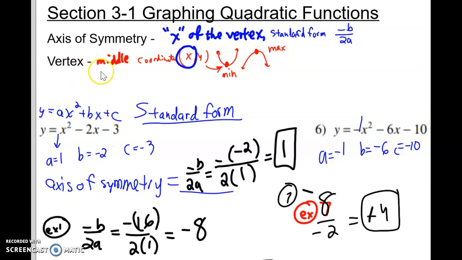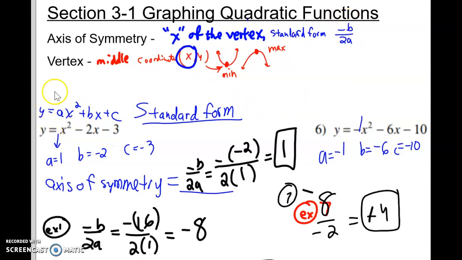Vertex. What is the vertex? It's actually the middle coordinate. It's the very bottom here or the very top. We call them a max and a min when we graph the parabola. Quadratic functions are graphed as parabolas, kind of like linear functions are graphed as lines. And if you notice, I circled in blue because the definition of axis of symmetry is the x of the vertex. That is the axis of symmetry, and it is the formula negative b over 2a.